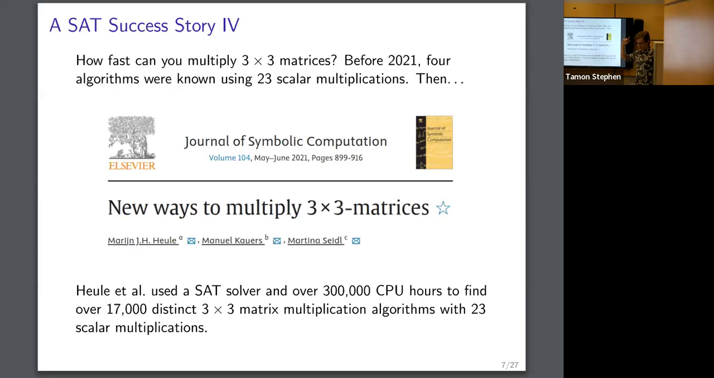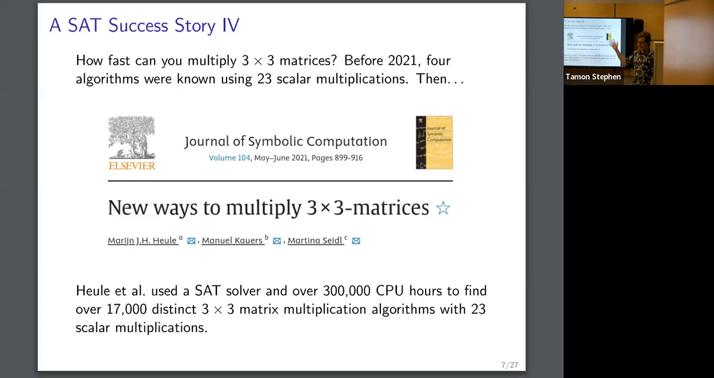Then this paper came out, new ways to multiply 3 by 3 matrices, and it was, depending on how you look at it, kind of a sorry day for humanity. Because a SAT solver, this was encoded into SAT, they ran a SAT solver for over 300,000 hours, and they came up with 17,000 new ways to multiply 3 by 3 matrices. So they kind of blew humanity out of the water. Humans had taken 50 years to find 4 different algorithms, and the SAT solver found 17,000 of them.